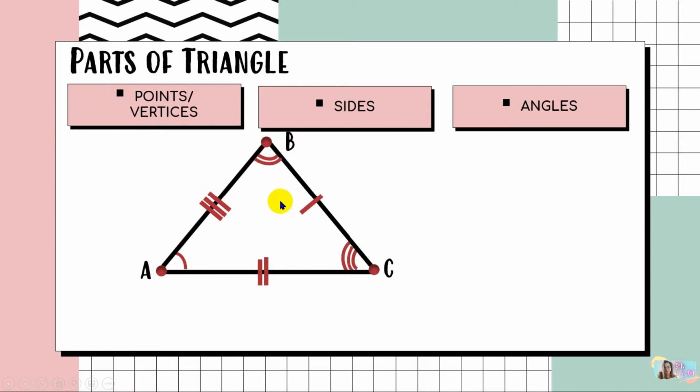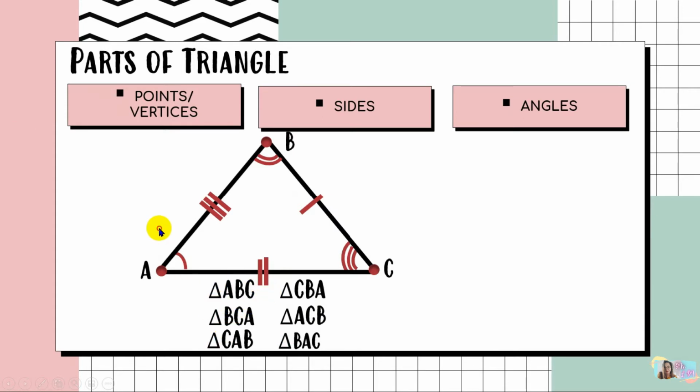What are the possible names of this triangle? We have triangle ABC, BCA, CAB, or we can reverse it: CBA, ACB, or BAC. Again, it is important that we have the triangle symbol in front of the 3 vertices to show that this is the name of our triangle. Then for the points, we have point A, point B, and point C. For the sides, we have the line segment AB or side AB. We also have the side BC and the side AC or CA.